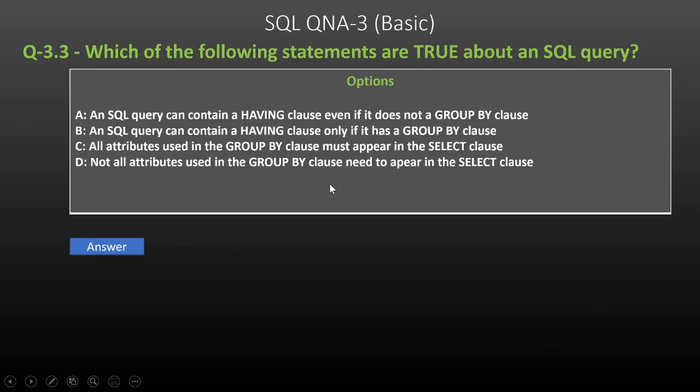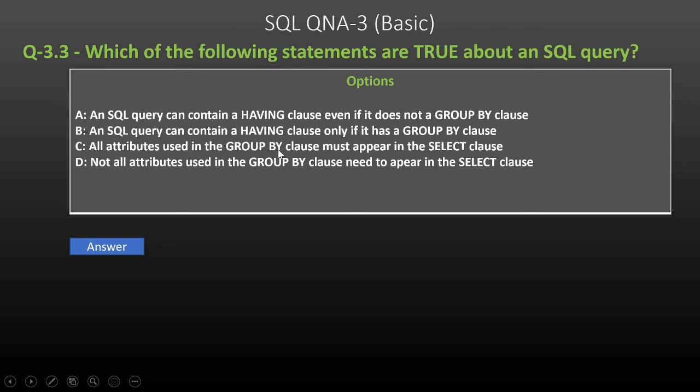Okay, let's go to the third question. The third question is: which of the following statements is true about an SQL query? The first statement is an SQL query can contain a having clause even if it does not use a group by clause. This is wrong because we have to use having only with the group by. An SQL query can contain a having clause only if it has a group by clause. Yes, that is the correct statement.